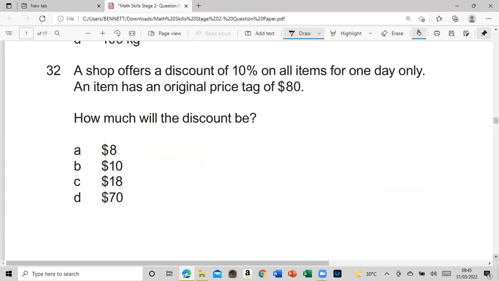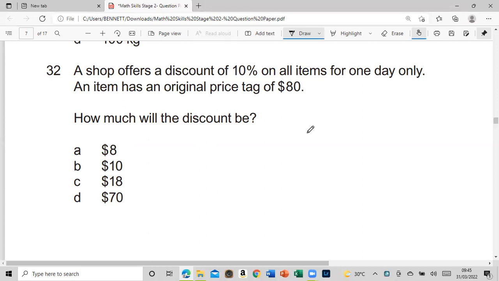A shop offers a discount of 10% on all items for 1 day only. An item has an original tag of $80. How much will be the discount? So all we have to do is find 10% of 80. 10% is the same as dividing by 10. So that will be $8.